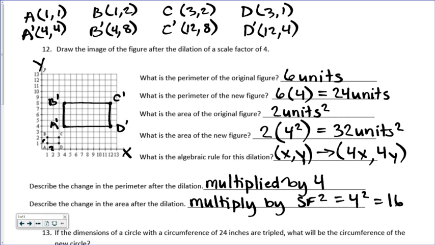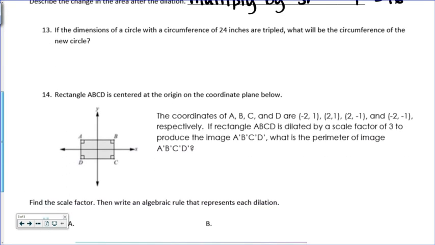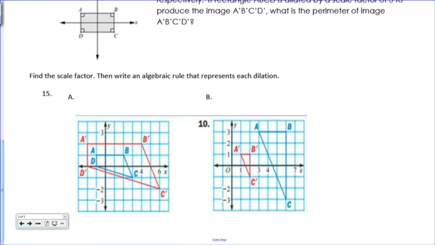Okay, let's look at number 15, and we're going to look at 15b. So find the scale factor, then write an algebraic rule that represents each dilation. So you need to decide which one is your original image and which one is the new one. If they have the apostrophe, that is your new image. So we're going to label this old and new.